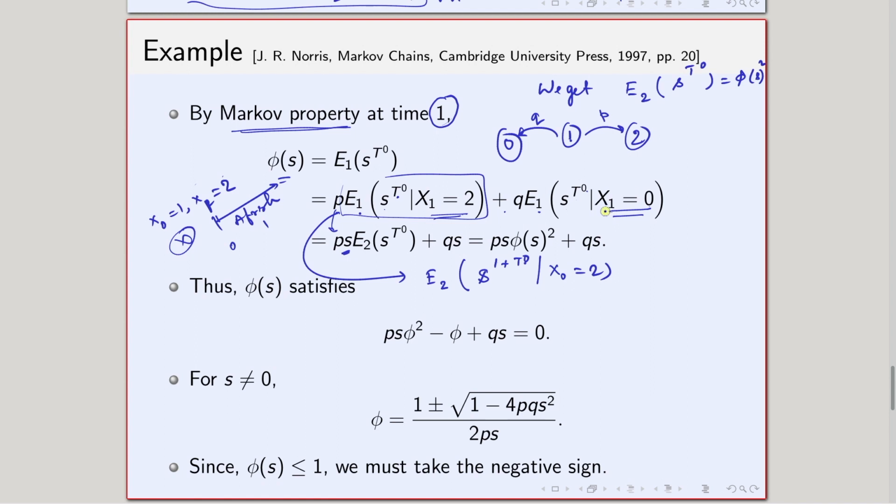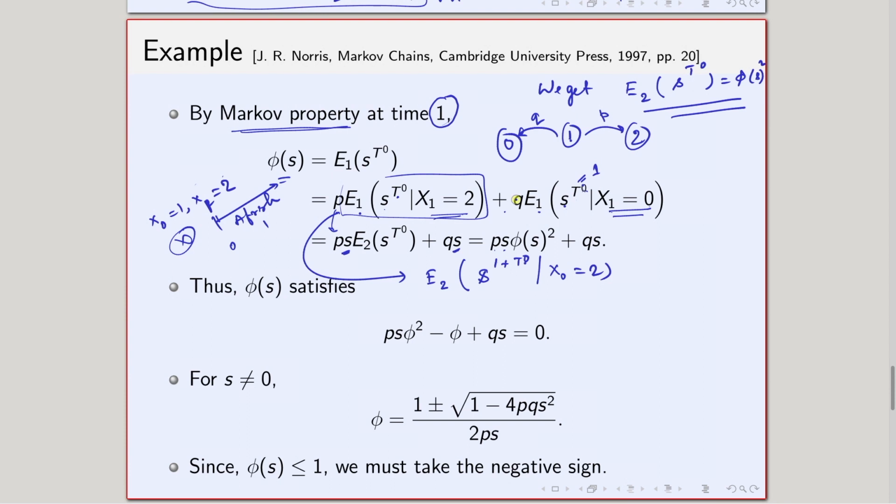Okay. Now when x1 equals 0, that means in one step I reach 0. So t naught will be exactly 1 in this case. That means it will be nothing but, starting from 1, s. So that expectation is s, because there is no randomness there. So finally we get this, and this basically tells me, because beforehand we got that E2 of s to the power t naught equals phi square s, I write that phi s is the same as p s phi s whole square plus qs.